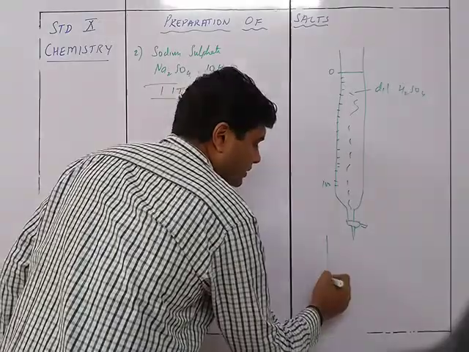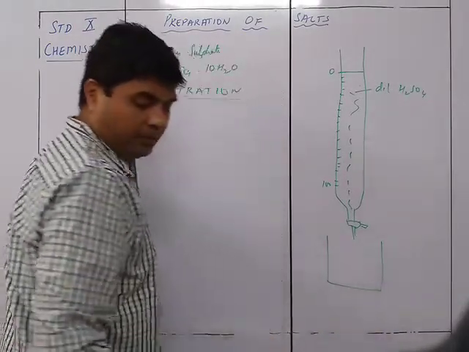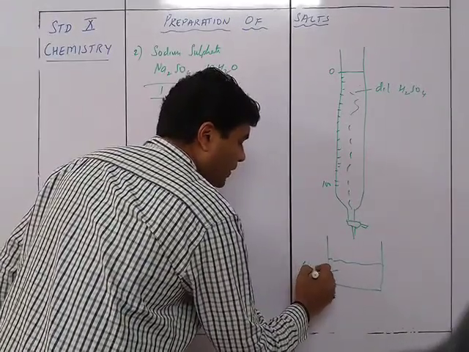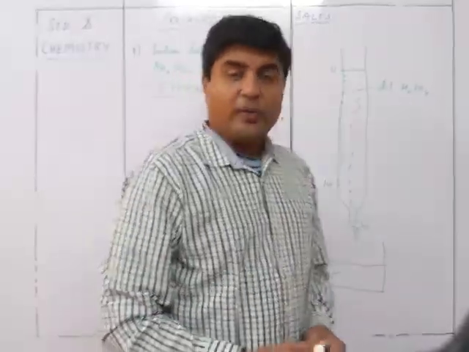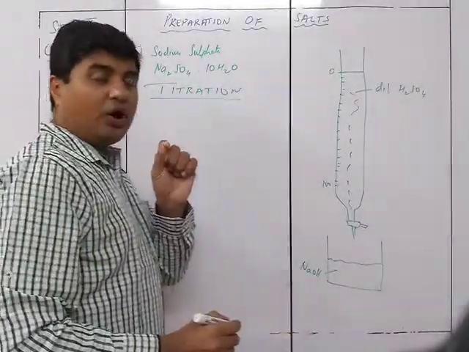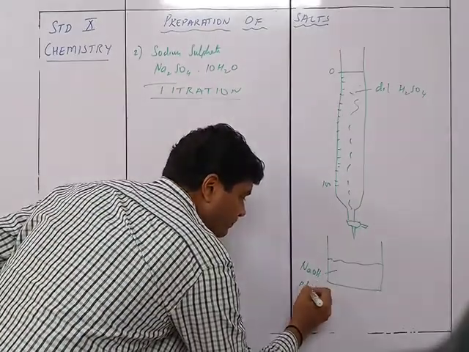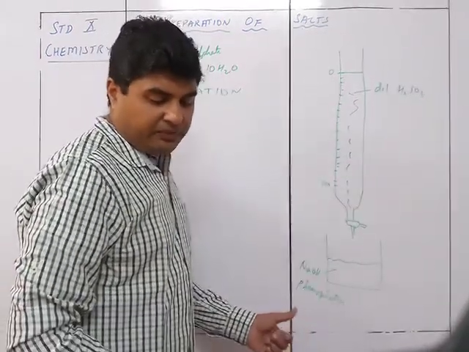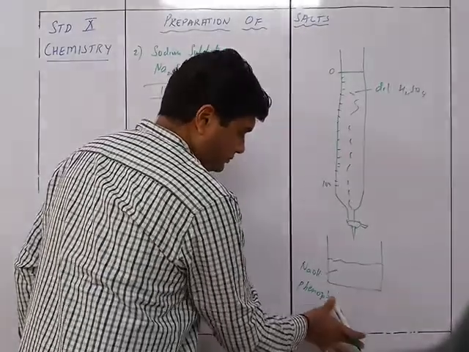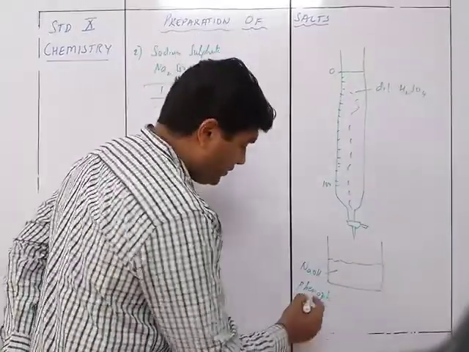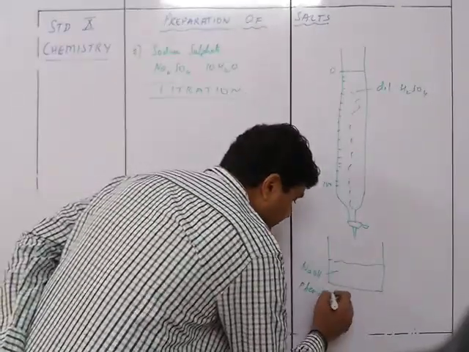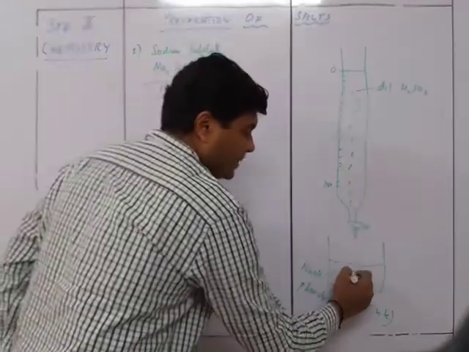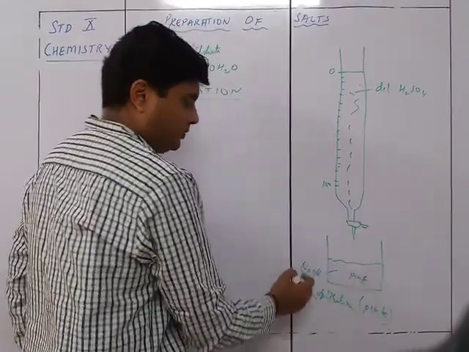In a beaker, you are going to have the solution of NaOH. Now what we do is that in that NaOH, we add a small quantity of phenolphthalein. This phenolphthalein will give it a pink color. Okay, this will become a pink colored solution. NaOH will become a pink colored solution.